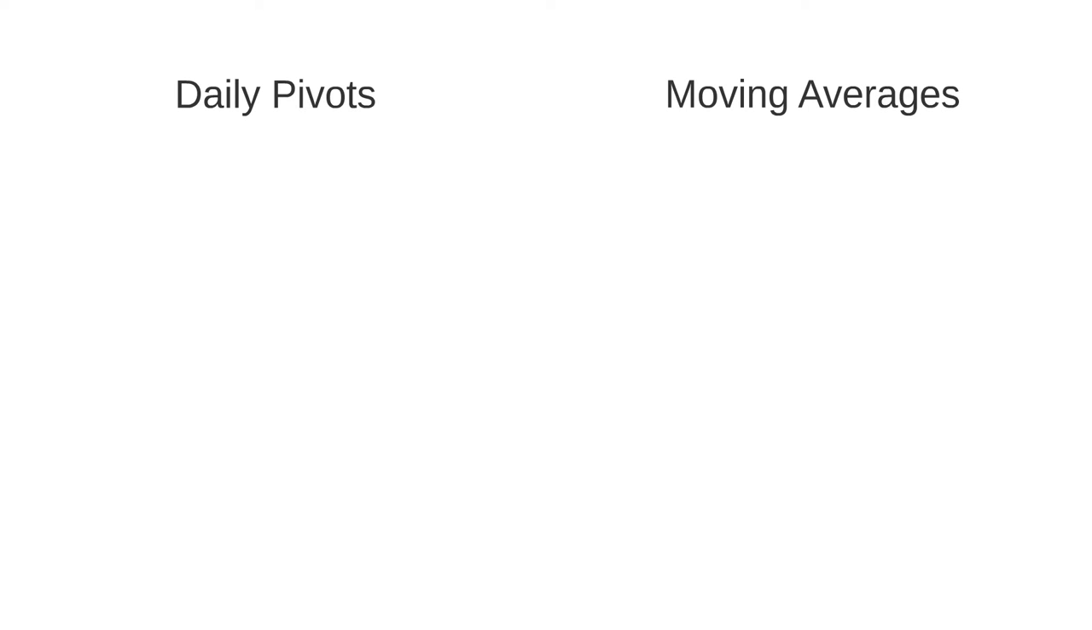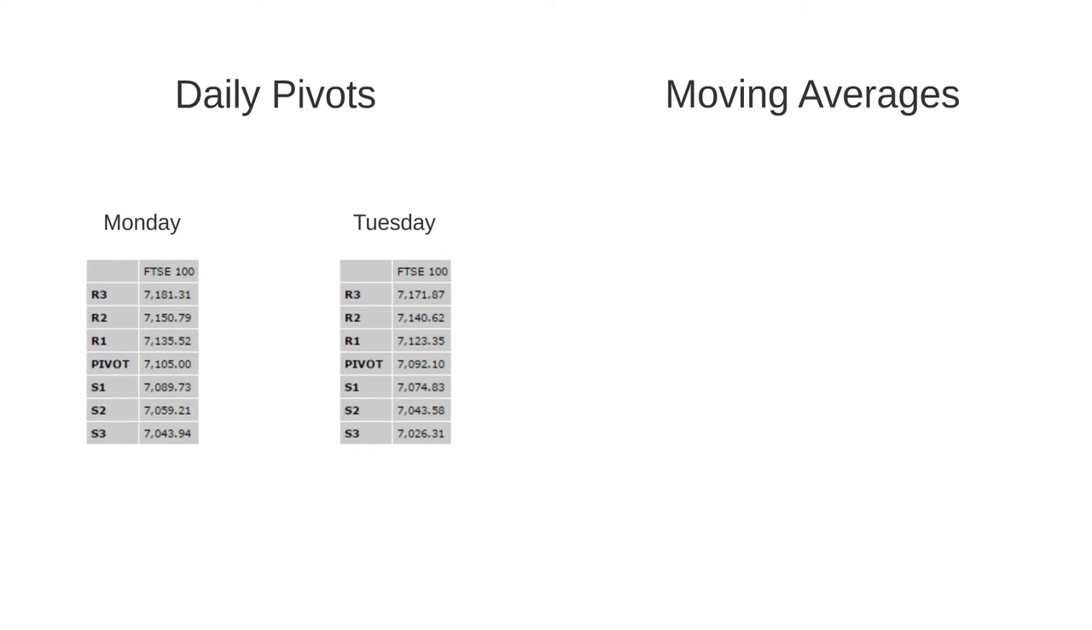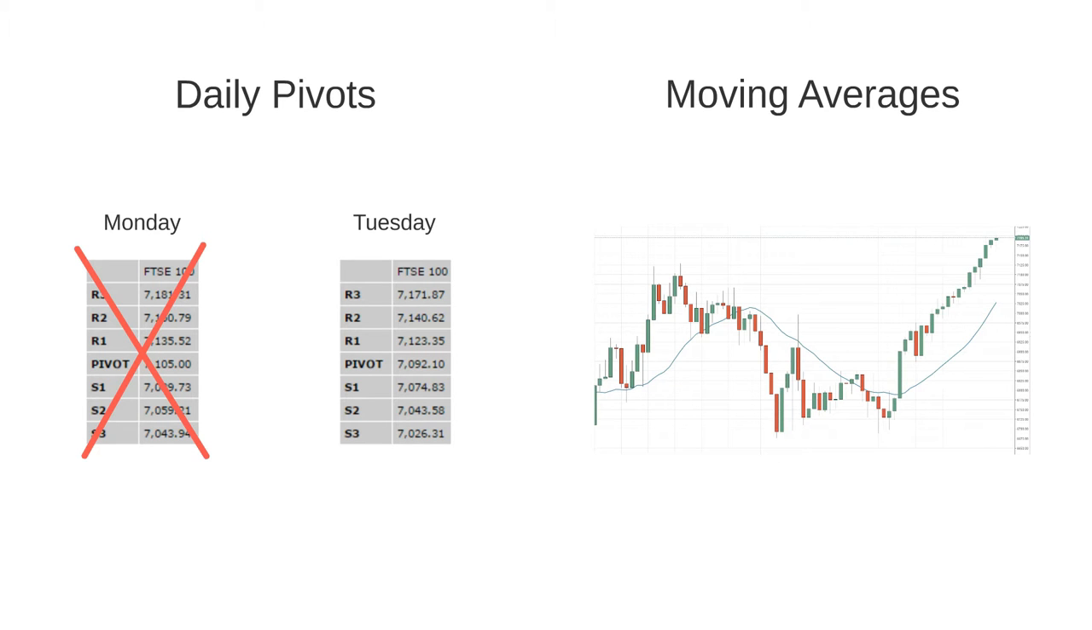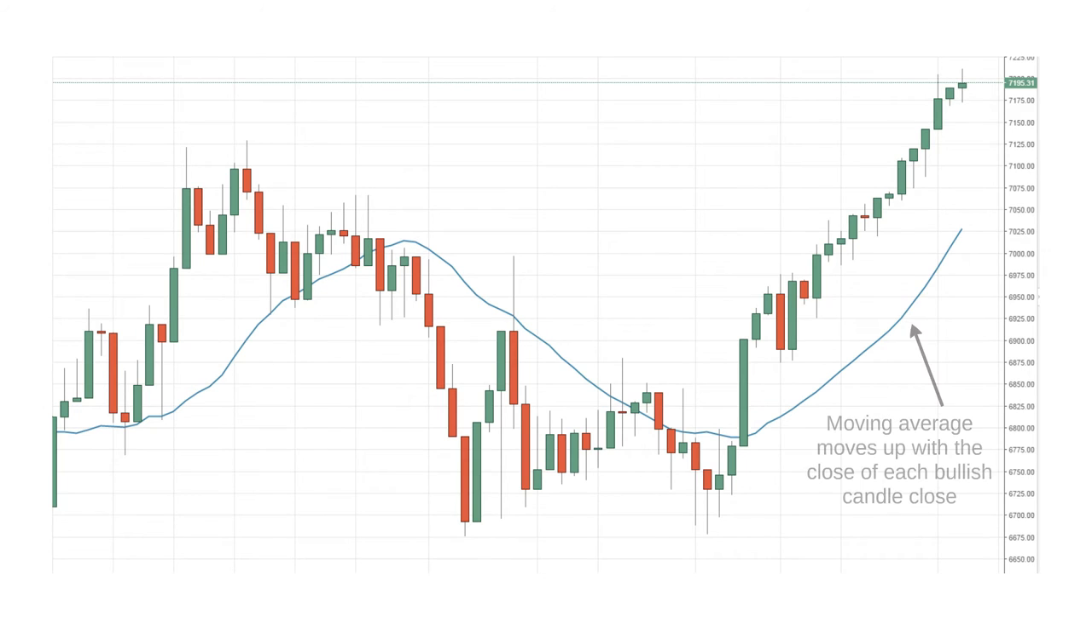Daily pivot levels are specific levels of support and resistance that change on a daily basis. So I will have a set of daily pivot levels plotted on my chart on the Monday, and then these levels will change on the Tuesday. Monday's pivot levels are now no longer of interest to me on Tuesday, as all the levels have changed. Moving average levels are dynamic as well, as they are constantly changing with the formation of every candlestick.